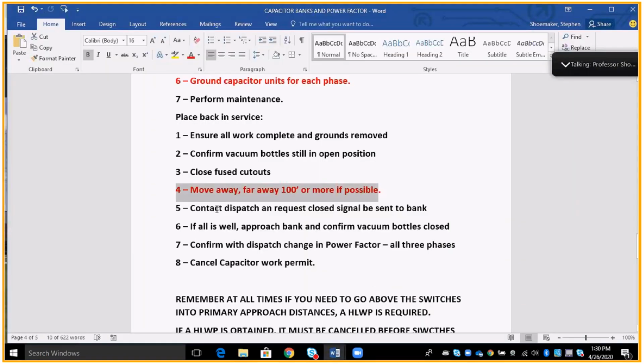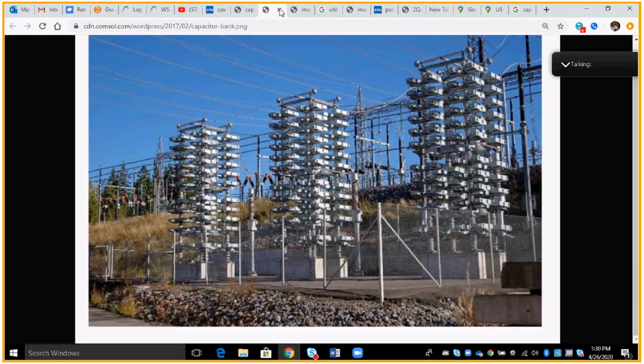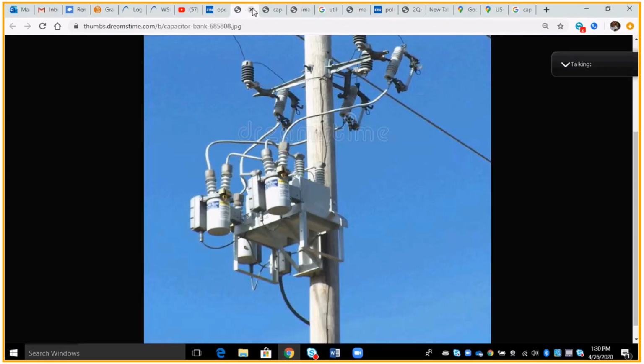Contact dispatch and request a close signal be sent to the bank. You really don't need to be there to confirm the close. When they send closed, these handles will go up. Bang, bang, bang, all three at the same time. Or you'll hear it inside, and all of these green flags will turn to red. Well, that's all happening from the SCADA system. You don't have to be there to do that.